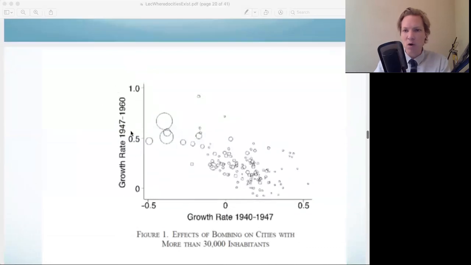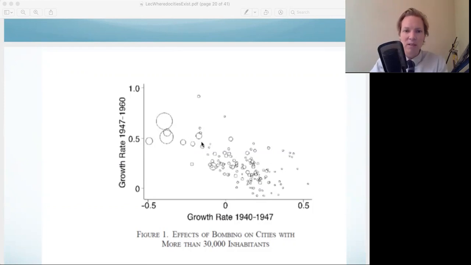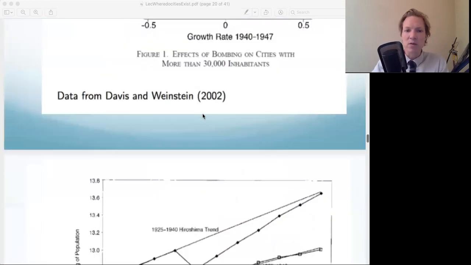This graph will illustrate this. This is how fast you grew from 1947 to 1960, and this is how badly you were bombed. The growth rate here is negative, so most of these are negative. Each circle is a city, and the size of the circle is the size of the city. These cities over here, probably Tokyo and Osaka if I had to guess, were the ones that got bombed the most. They had negative growth rates from 1940 to 1947. And lo and behold, those are the ones that grew the most from 1947 to 1960. They had the negative shock and bounced all the way back. You can see this relationship: the harder the city was hit, the more it bounced back, which tells you location fundamentals really matter.